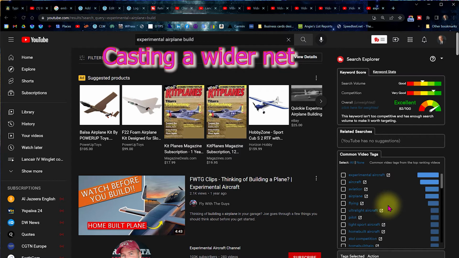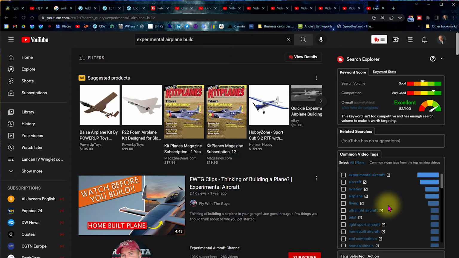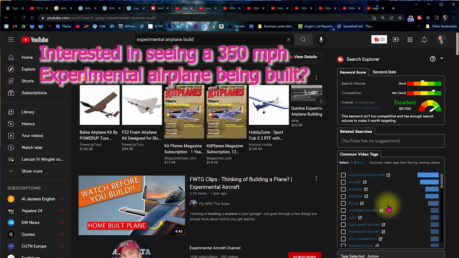And there might be other people out there that are interested in seeing this dude put together what was going to be a $500,000 aircraft, but is not worth that much anymore because it's not being made, that flies 350 miles an hour. So there might be interest in that. So I would use experimental airplane build with some of these keywords.